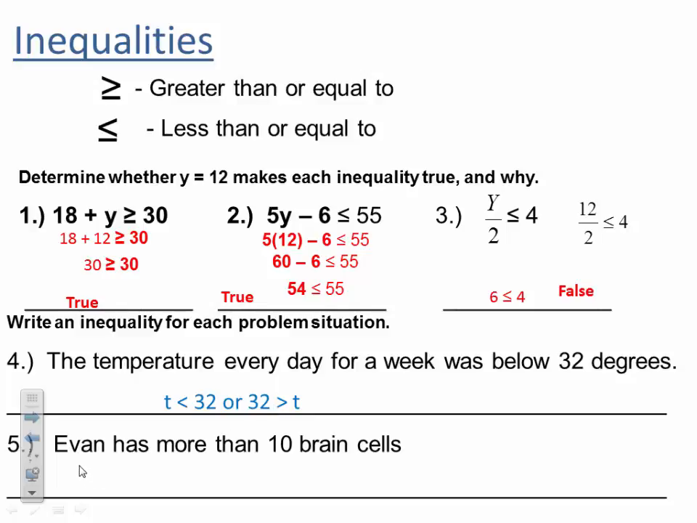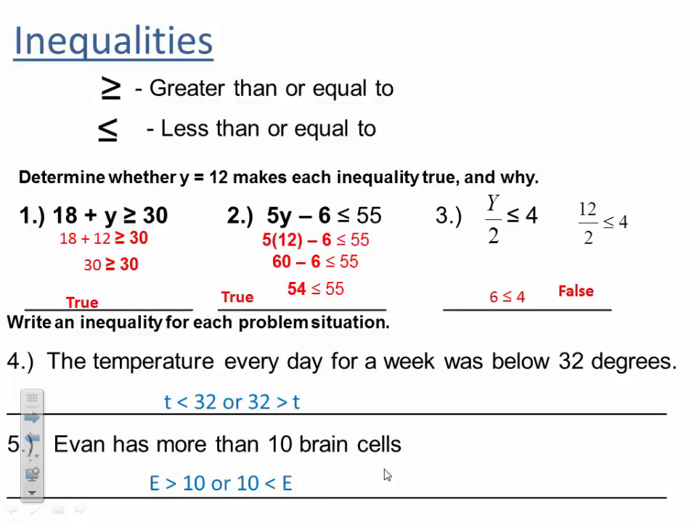Try number 5. Evan has more than 10 brain cells. So how are you going to show that? Okay, I'm going to write E, it's capital because it's a person's name, and greater than 10. So he has greater than 10 brain cells. He could have 11 brain cells. He could have 422 brain cells. Or you could say 10 is less than however many brain cells Evan has.